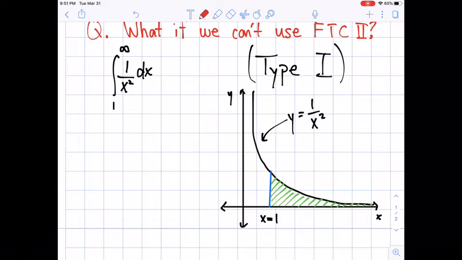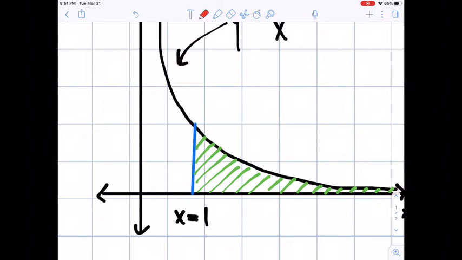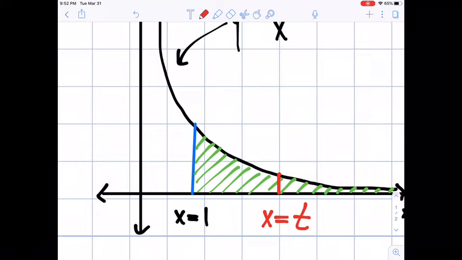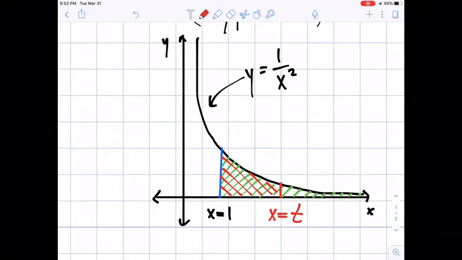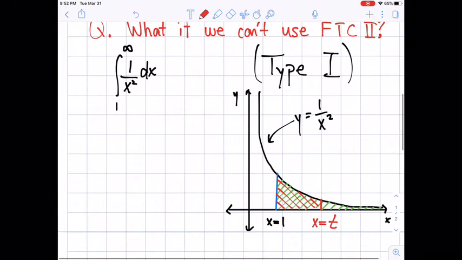So the first thing we're going to notice is that what if we didn't have to integrate all the way to positive infinity? Okay, we know that we're able to use FTC2 on any closed interval. So what if I started still at x equal to 1, but now I'm going to stop over here at some other value, let's call it x equal to t. So really what I would be looking at is this region right here. And if I were to evaluate that red region, there would be absolutely no issue using FTC2. So fine, let's see how we can utilize that.